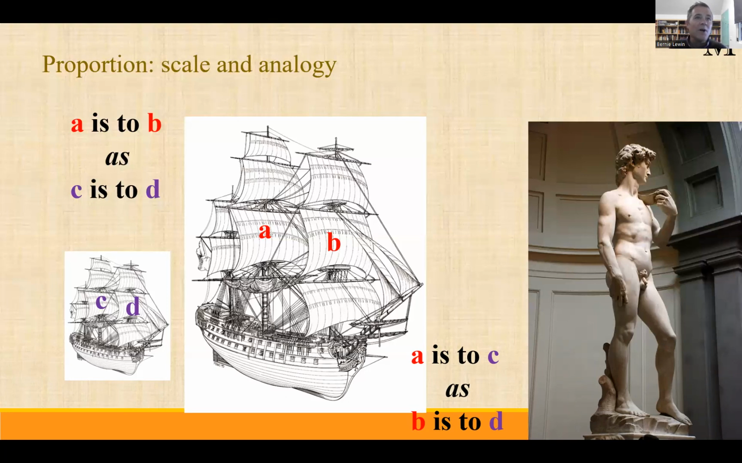The ratio of one mast in the full-size ship is to the same mast in the scale model as the other mast in the full-size ship is to the other mast in the scale model. So that might be 1 centimeter is to 1 meter, or whatever else. So there's two ways of looking at proportion and ratio.